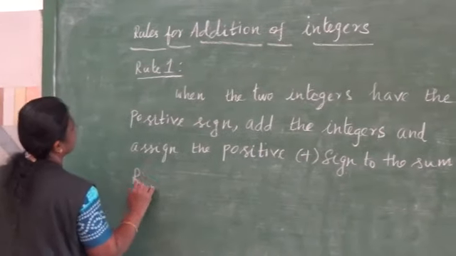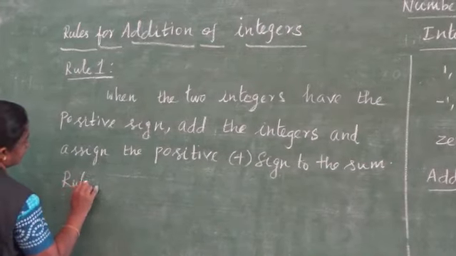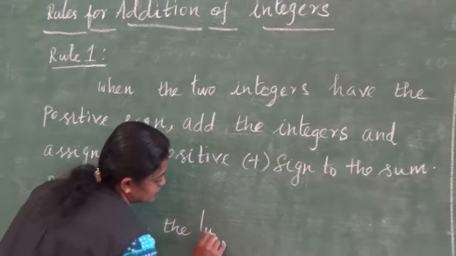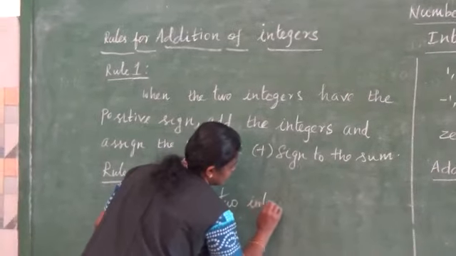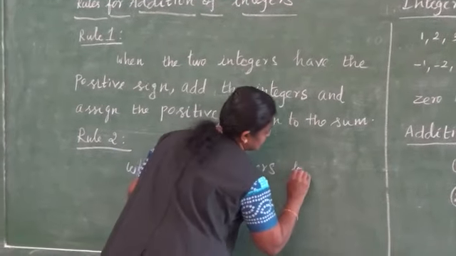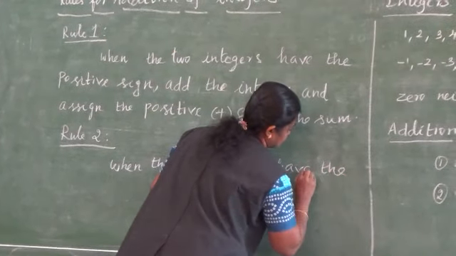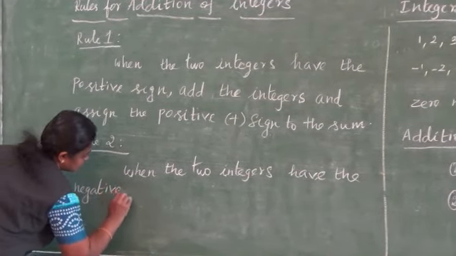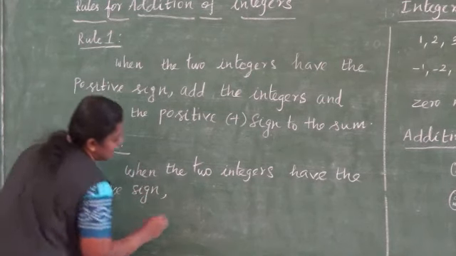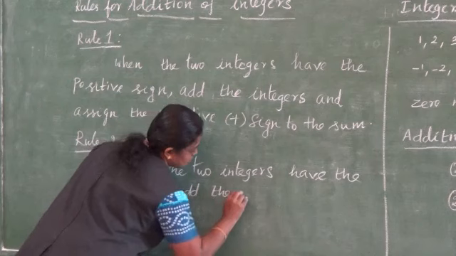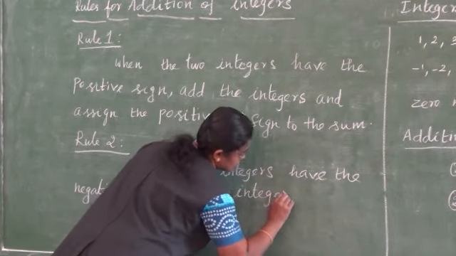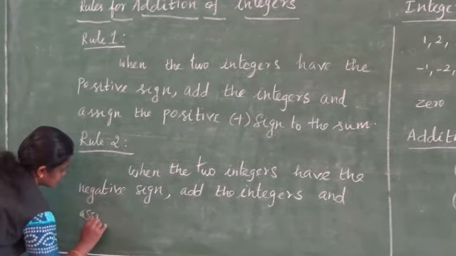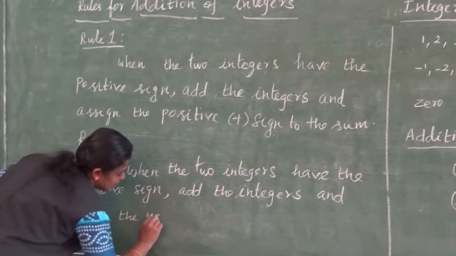Second rule is when the two integers have the negative sign, add the integers and assign the negative sign to the sum.